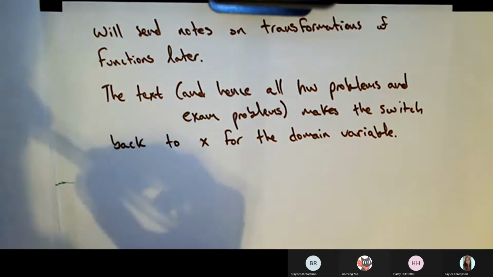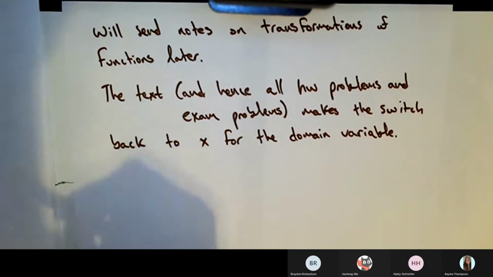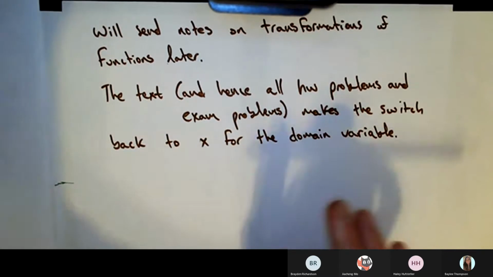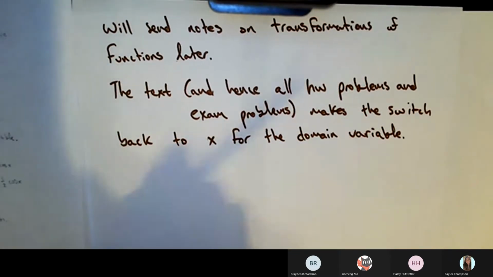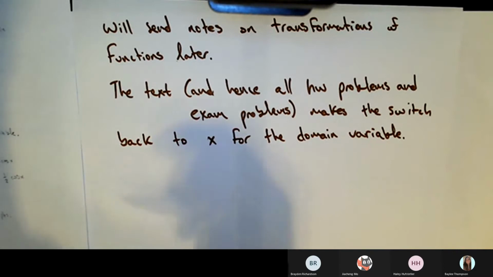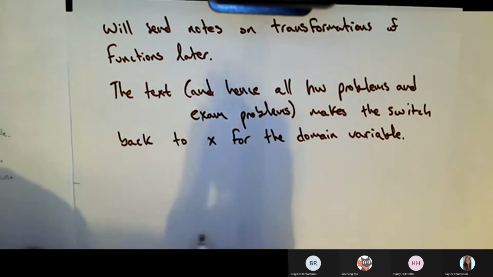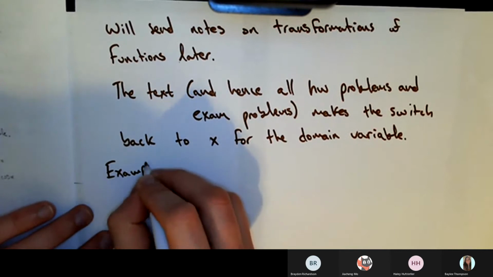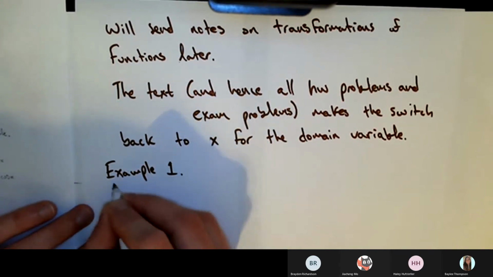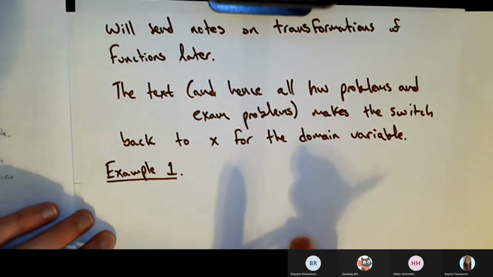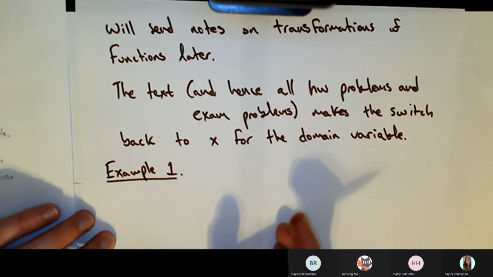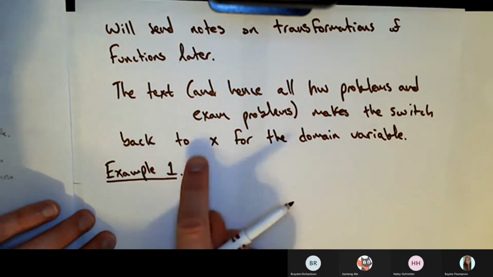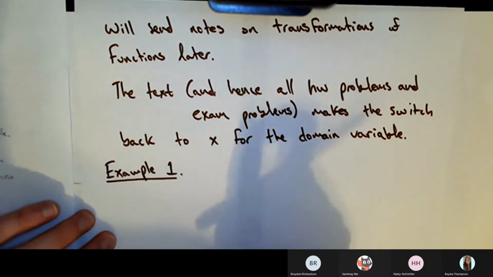So I will try to point that out as we come to it, and I'll try not to just complain about how I think it's dumb. I'll try to help you understand it as well, and help you understand the connection that is being, how do I say, sort of undermined by making the switch to x for a domain variable.